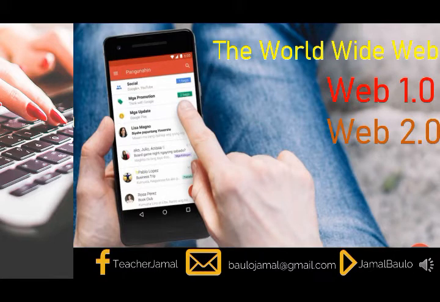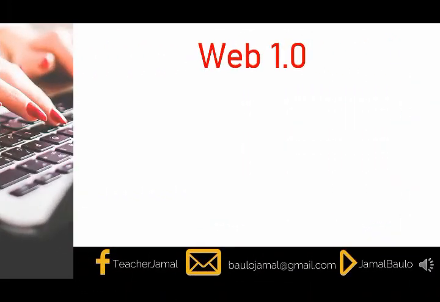And we have this Web 1.0 and we have Web 2.0, and of course we have the Web 3.0. So isa-isahin natin yan, class, para mas maintindihan kung ano ang ibig nating sabihin. So let's start, class, with the Web 1.0. So sa Web 1.0, class, it is the first stage of the World Wide Web evolution. So ito yung pinakanauna. No, ito yung pinakanauna na na-invent in our World Wide Web.